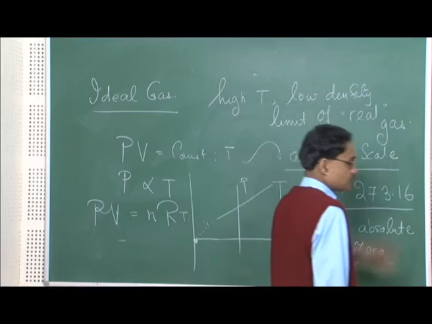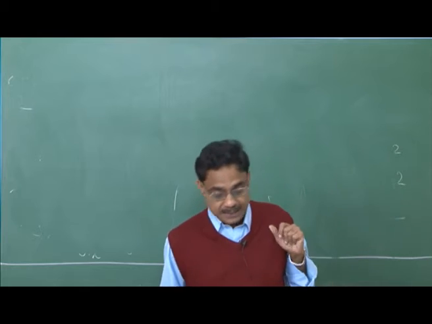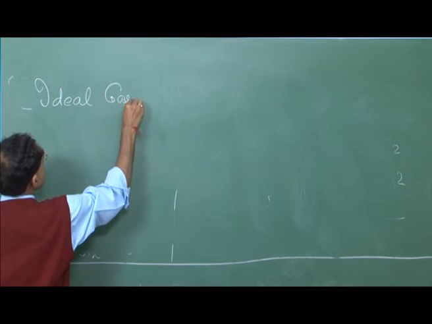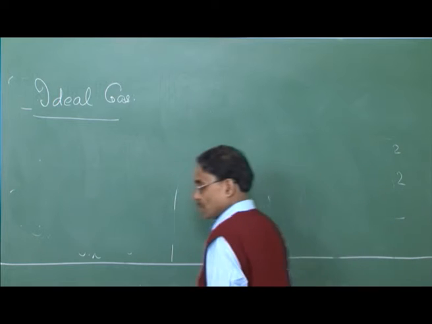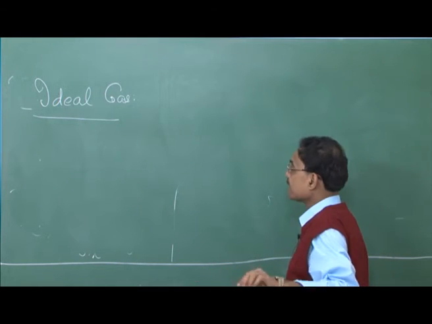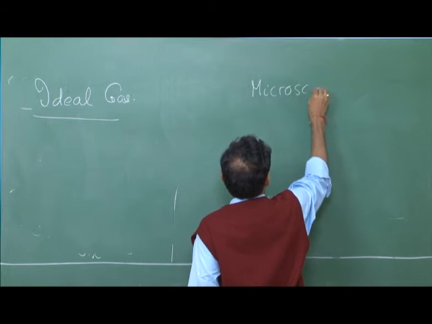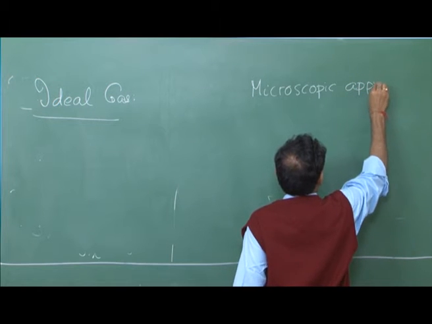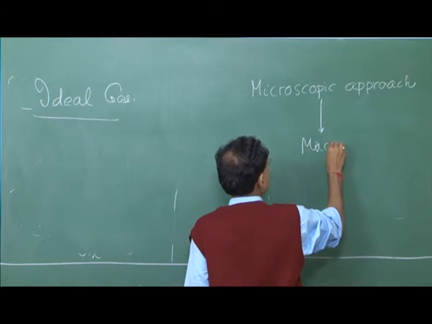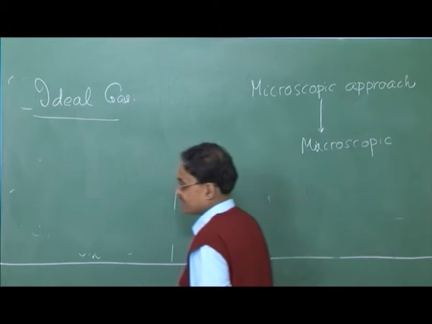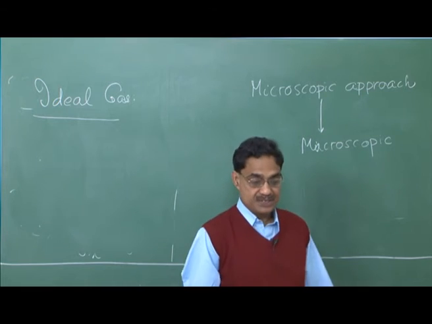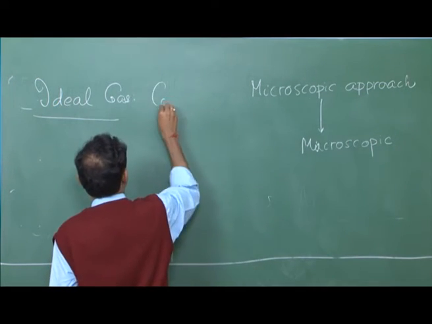Please remember these concepts at the back of your mind when we go to the next step. Let us consider first an ideal gas. I will tell you the purpose. I will take a microscopic approach to arrive at something macroscopic. That means I will try to arrive at pressure, given in terms of microscopic variables in an average sense.